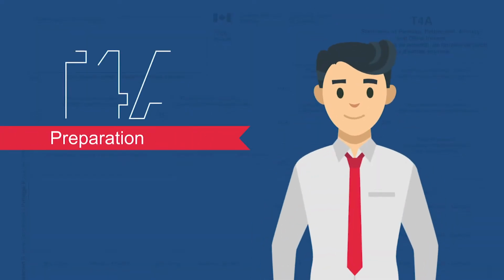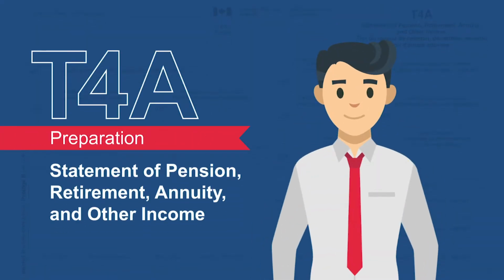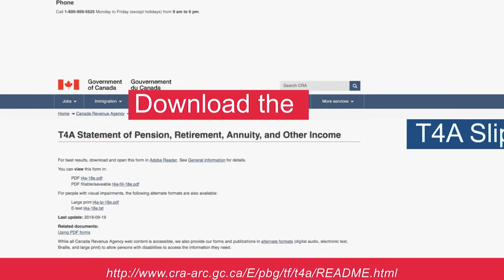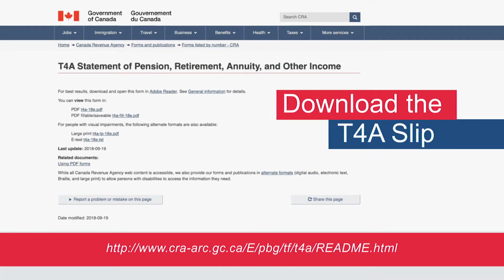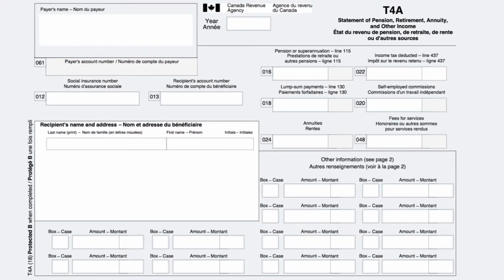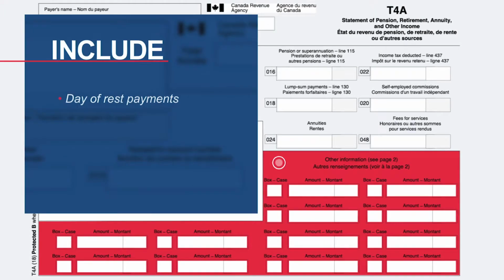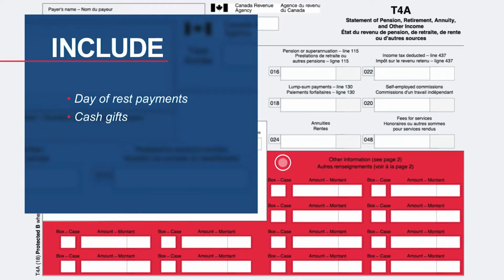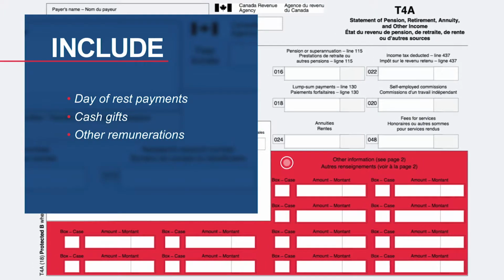Now Robert is ready to begin. He's going to start with the T4As. First, he must visit the CRA website and download the form. Then, fill out the required information, which includes day of rest payments, cash gifts, and any other types of remuneration.